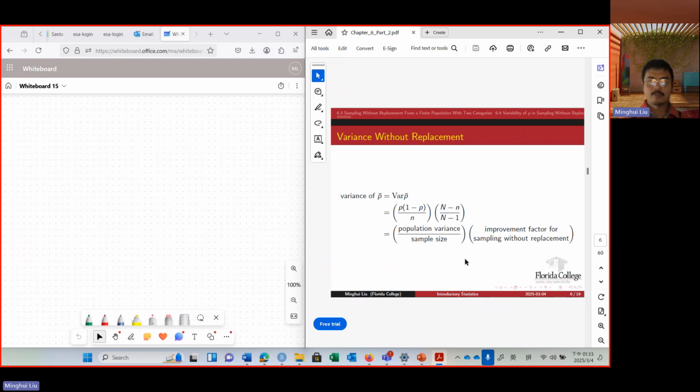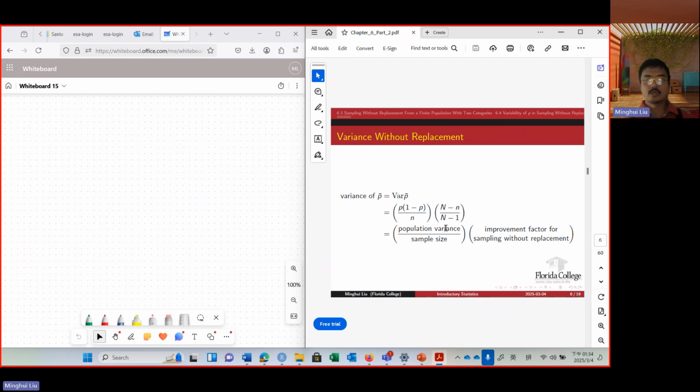Now let's talk about the variance. In the first video for this chapter, we looked at how to calculate the variance by just counting. Of course, that method is not very efficient, and when the sample size or the population size is big, this method becomes very complicated. So here we would like to have a formula for computing the variance. We actually have 2 variance formulas. One is applicable for the variance without replacement. One is for with replacement. The without replacement formula is slightly more complicated.